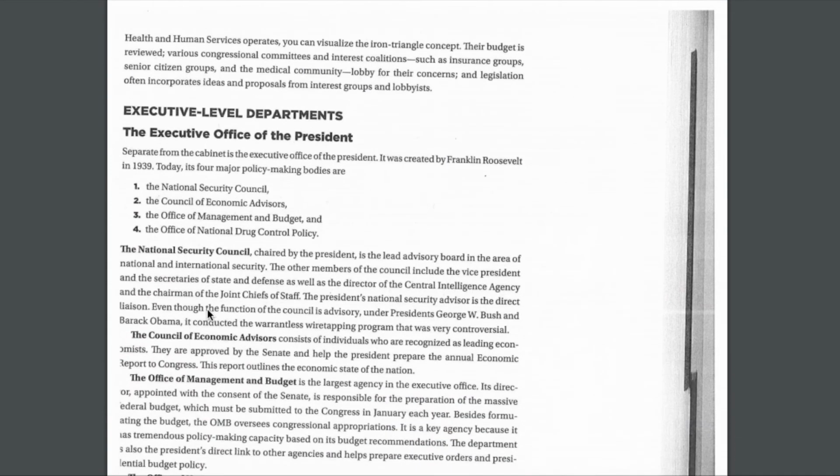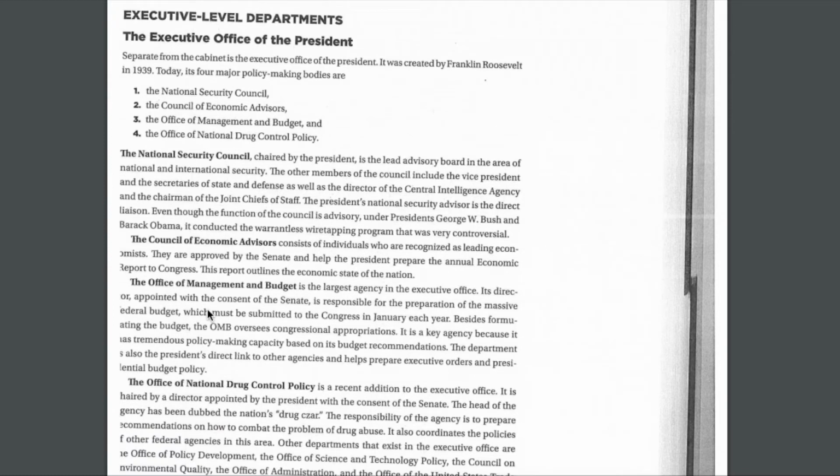Other executive level departments would be the Executive Office of the President. These individuals are approved by the Senate. These four policy-making areas are very important. The National Security Council, again, is chaired by the president, with other leaders like the Joint Chiefs of Staff, CIA, things like that. Then they have the Council of Economic Advisors, approved by the Senate, who help with the economic reports. The Office of Management and Budget prepares the budget, which is very massive and difficult. They help direct Congress there. Then there's the Office of National Drug Control Policy.